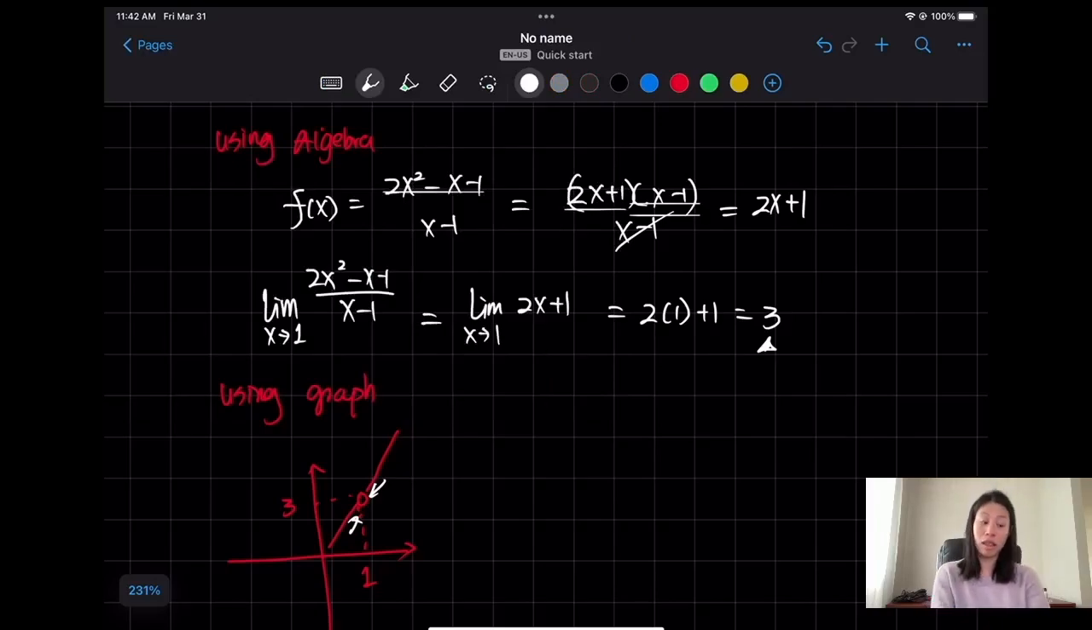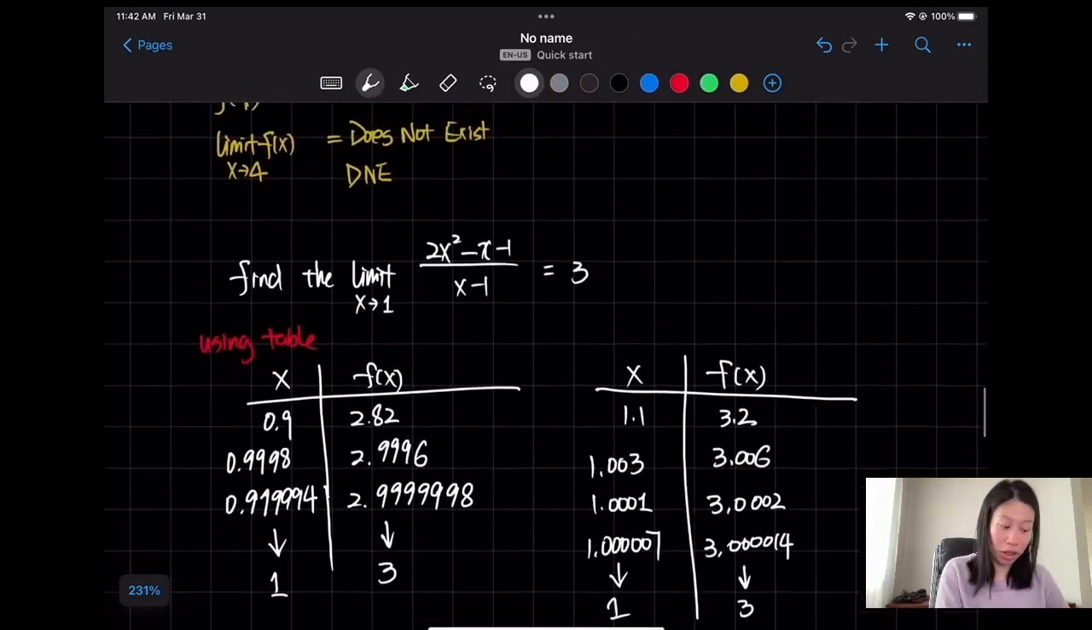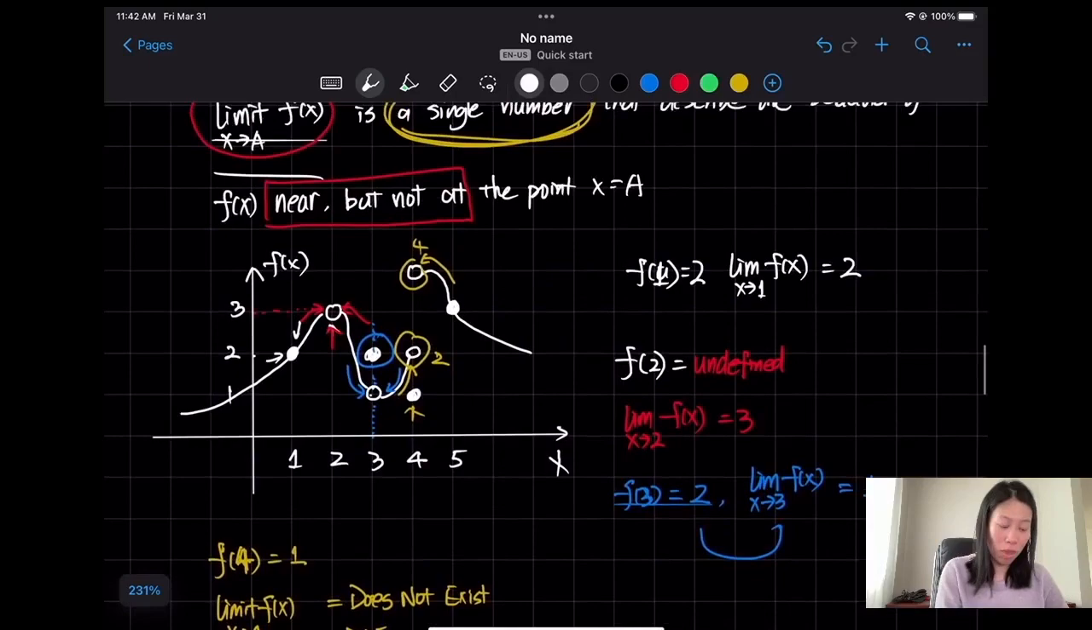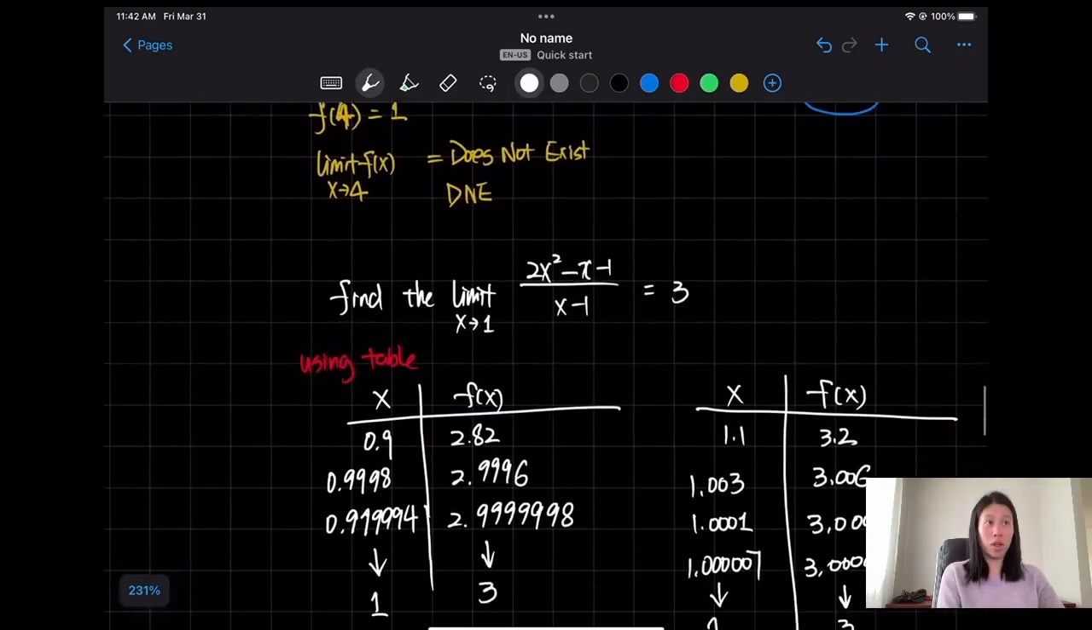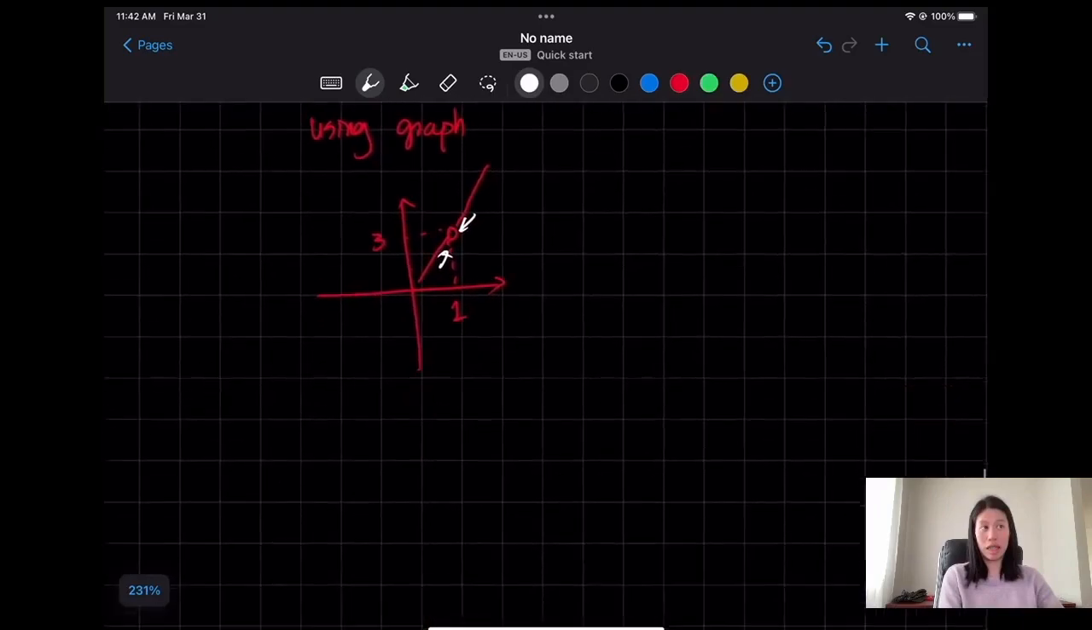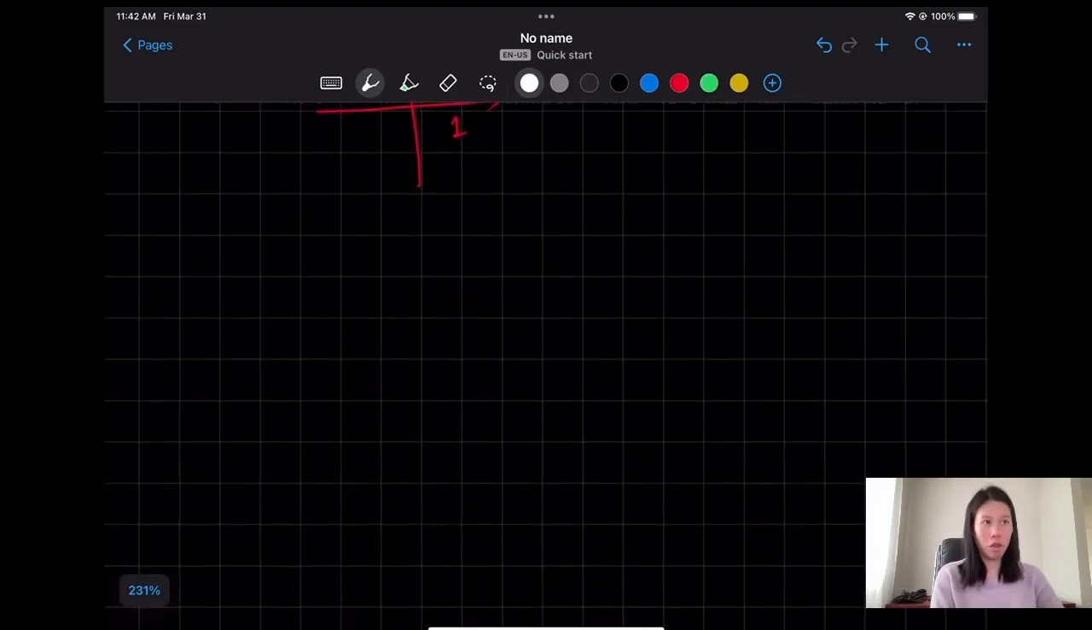Okay, so now let's go back to our earlier example, the graph example. As you can see, there are two limits for x, right? One is from the left, the other is from the right. So we call it a one-sided limit. So one is called the left limit. So what is the left limit?